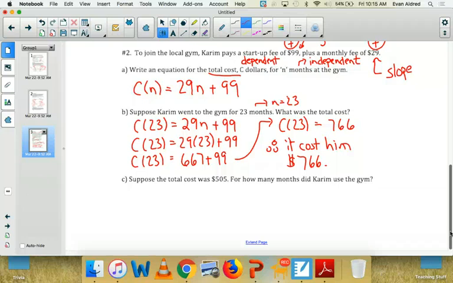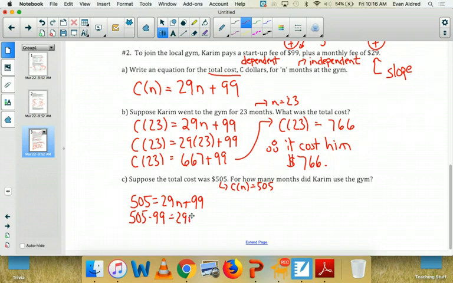Last question on this reference guide is suppose the total cost was $505. Well, now we have a C at n value of 505. For how many months did Kareem use the gym? So now we're going to say that 505 equals 29n plus 99. And we need to rearrange this equation and get n by itself. So the first thing we're going to do is subtract 99 from both sides. We're going to move it over by doing that.